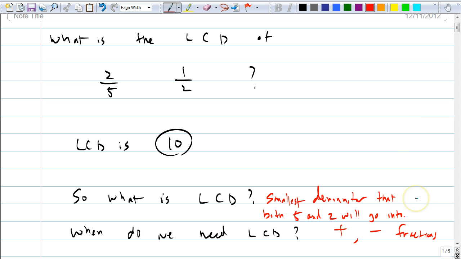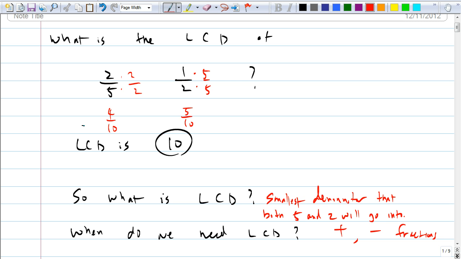Is that right? Does 5 go into 10? Yes. How many times? What do you have to multiply top and bottom of this by if you want to make this into 10? 2. Yeah, multiply top and bottom of 2/5 by 2/2, and it becomes 4/10. Does 2 go into 10? Yeah. How many times? 5 times, so 5/5. So what do you get? 5/10. And of course, we could add and subtract them.